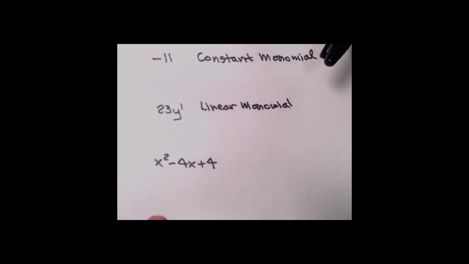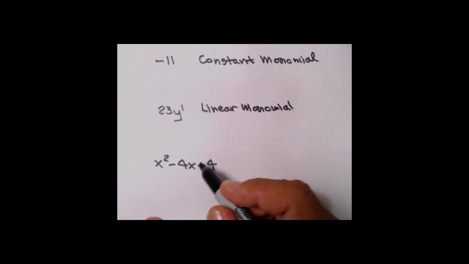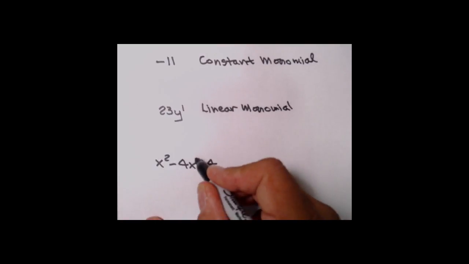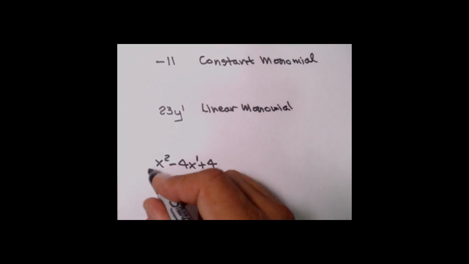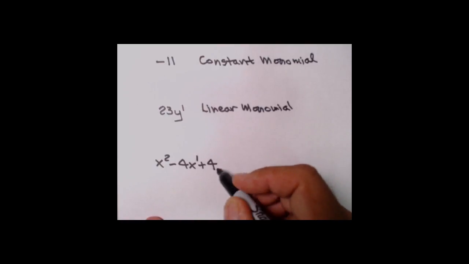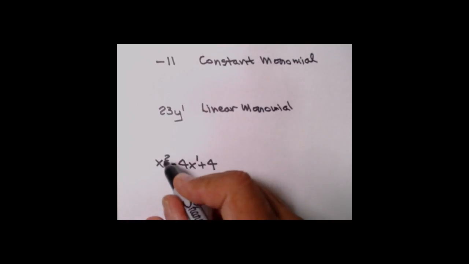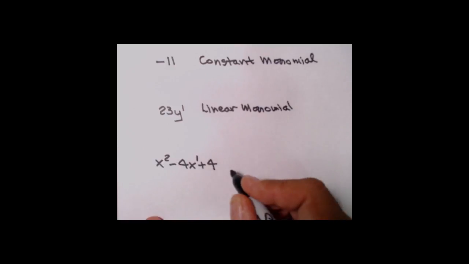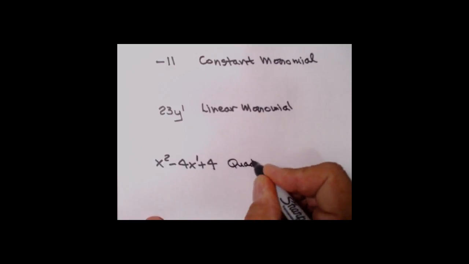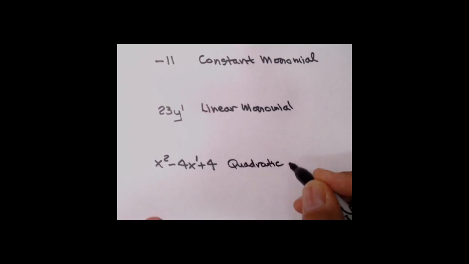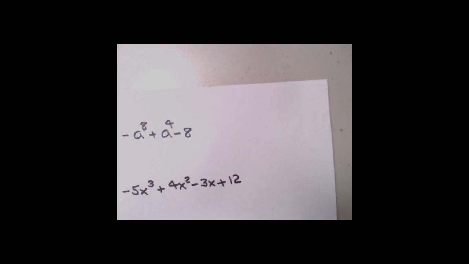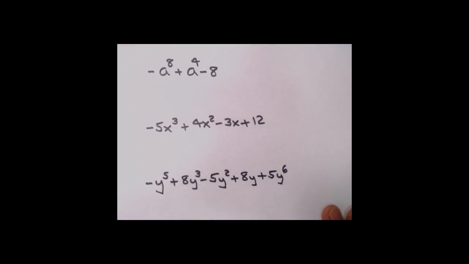Now, the next guy down here is a trinomial. The highest degree is 2. Remember, this x would be first power, and this would be constant. So again, when you talk about the degree of the whole polynomial, you pick the highest degree of any of the terms. So second degree means it's quadratic. That would be second degree, and it's a trinomial. So we would call this a quadratic trinomial. Well, hopefully you're getting the idea of how this goes. Let's take a look at a last bunch of them here and see what's going on with these.